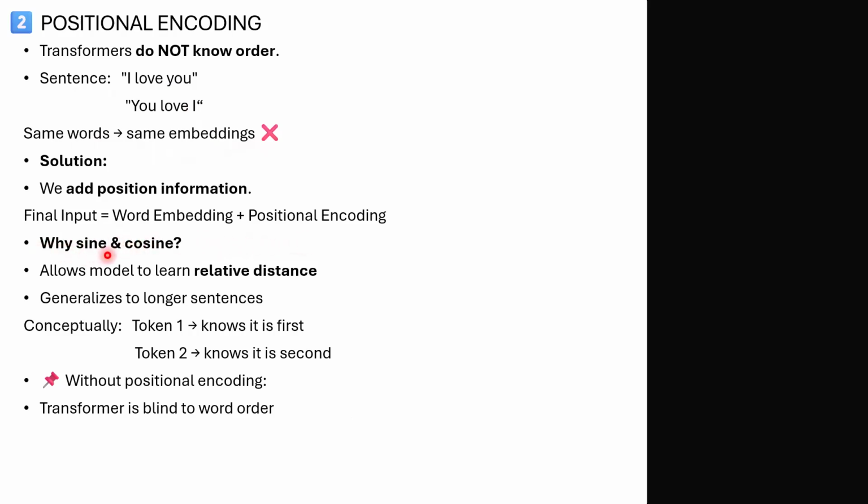We use sine and cosine here. It allows the model to learn relative distance, so it generalizes to longer sentences. Conceptually, token one knows it is the first one and token two knows it is the second one. Without positional encodings, we can think of the transformer as blind to word order.